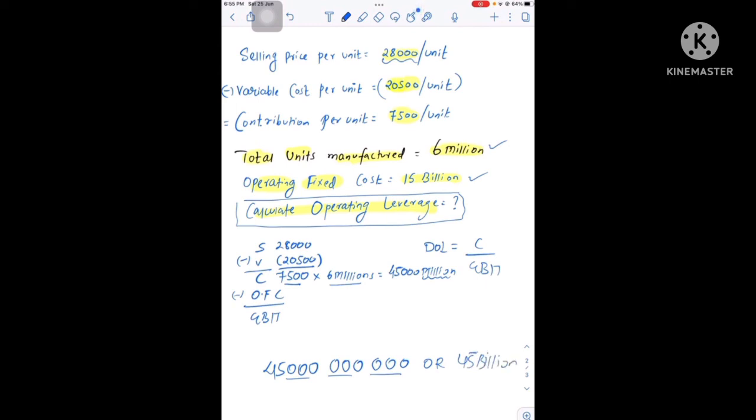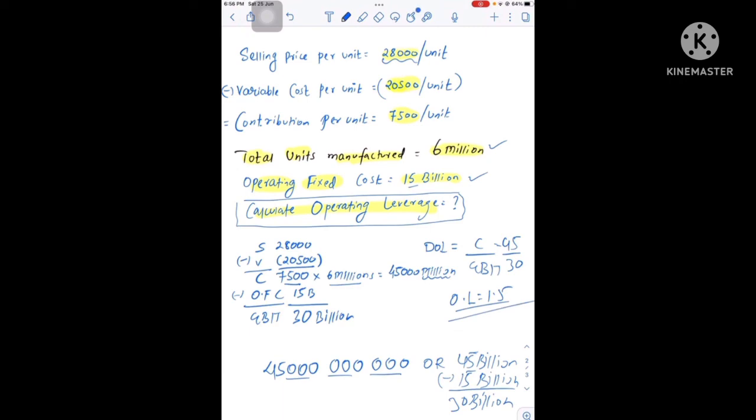Now look at the fixed cost. Fixed costs are 15 billion. This is very simple. From 45 billion, when you adjust 15 billion, you will get 30 billion. So operating fixed cost here is 15 billion and EBIT, 45 minus 15, is 30 billion. Now you can apply the formula of operating leverage. Contribution is 45 billion, EBIT we got is 30 billion. 45 divided by 30, operating leverage will be 1.5.